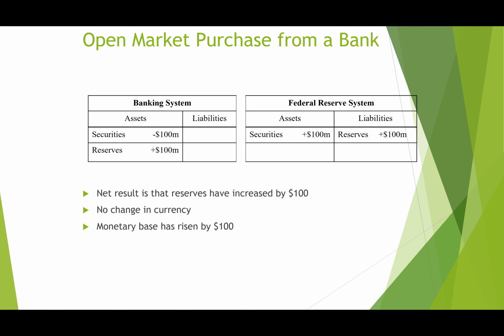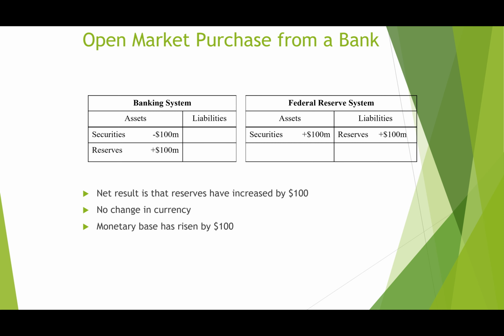What's happened in the banking system, though? Well, from the banking system's point of view, all that's happened is that the banks now own fewer government bonds than they used to, but they have more reserves with the Fed. They've got 100 million more reserves.